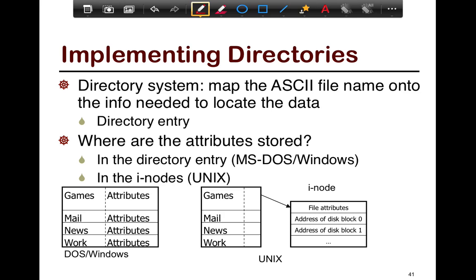So now let's look at implementing directories and naming. A directory system essentially maps an ASCII file name to the information needed to locate the data. So the question is, where are the attributes for the directory itself stored? For example, a description of what files are cached underneath it.